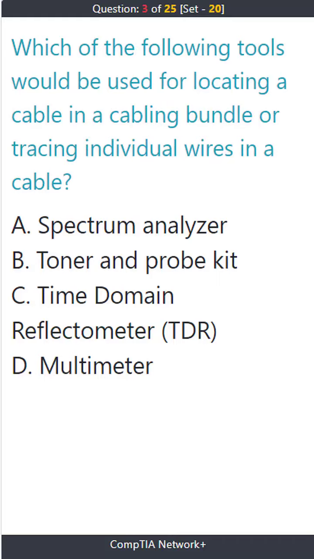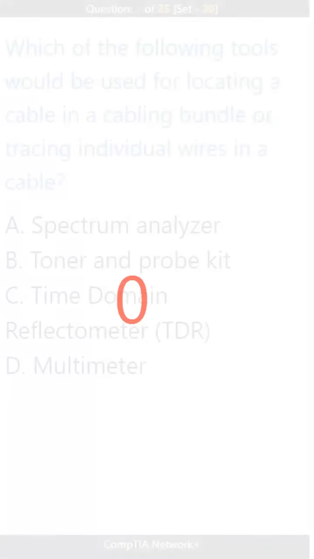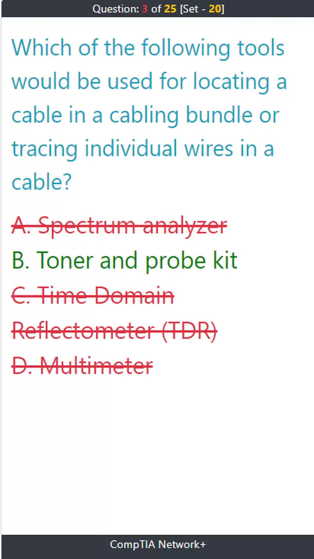Question 3. Which of the following tools would be used for locating a cable in a cabling bundle or tracing individual wires in a cable? A. Spectrum analyzer. B. Toner and probe kit. C. Time-Domain Reflectometer, TDR. D. Multimeter. The correct answer is B. Toner and probe kit.